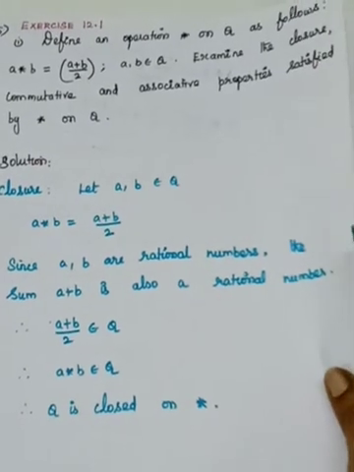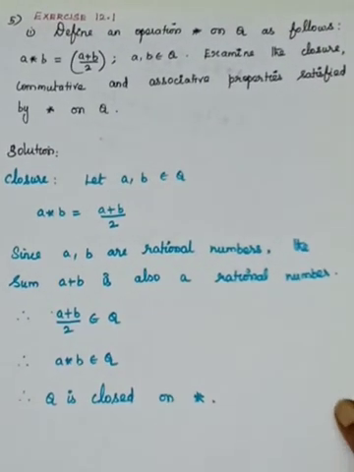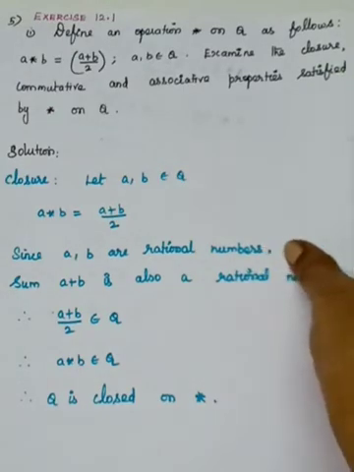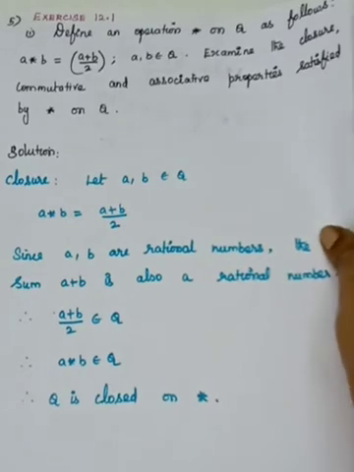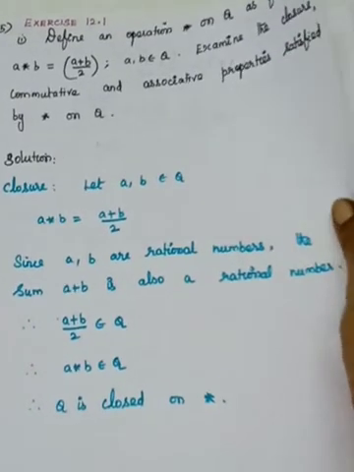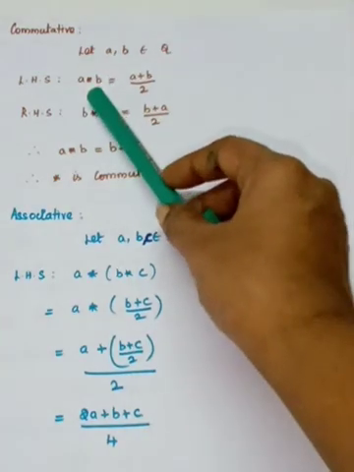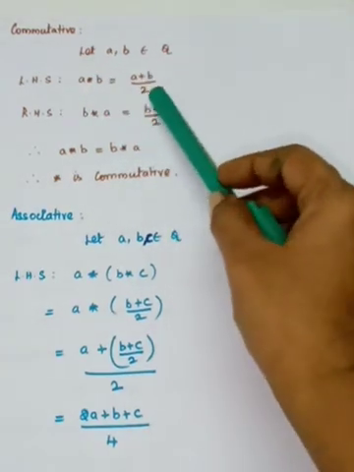Next we are moving to the commutative property. So the commutative property, what is it? A asterisk B is equal to B asterisk A. If they are equal, we can say the asterisk is commutative. So for commutative, first you are going to take the left hand side. What is on the left hand side? It is A asterisk B. How can you write A asterisk B? (A plus B) by 2.